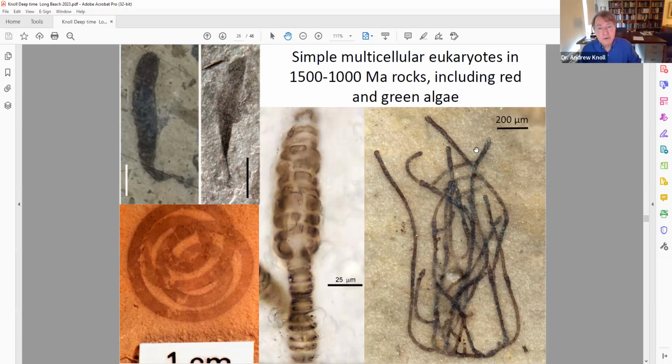And if you look on the right-hand side, the one in the middle is a simple multicellular filament about 1 billion years old that is a red alga. And to the right of that are some billion-year-old fossils that are green algae. So by about 1 billion years ago, we are seeing types of eukaryotic organisms that we actually can relate to living groups.